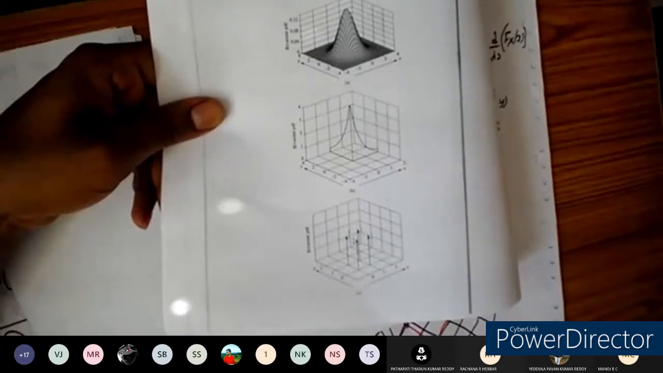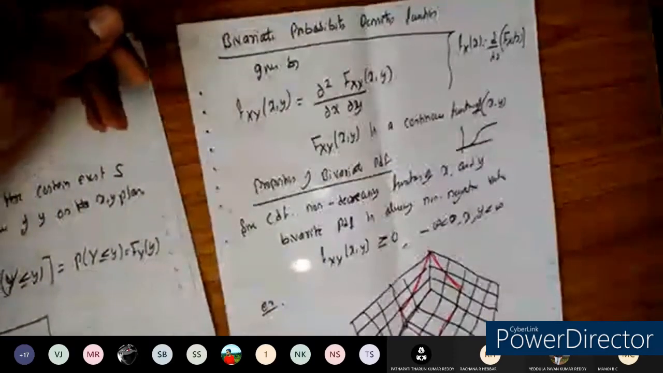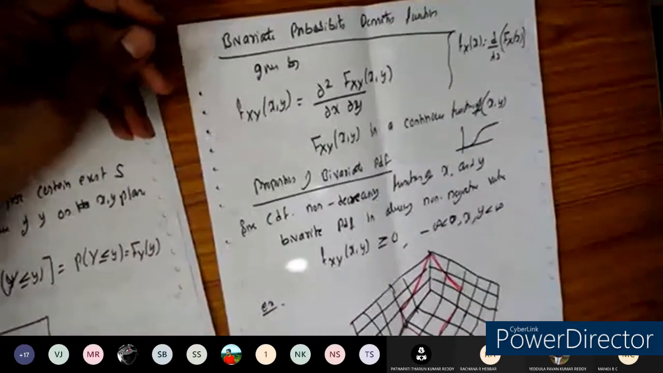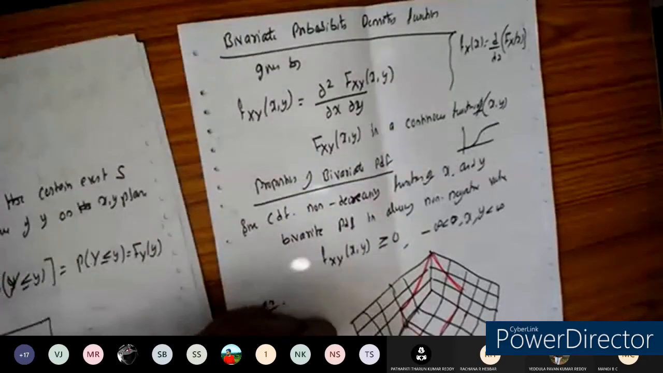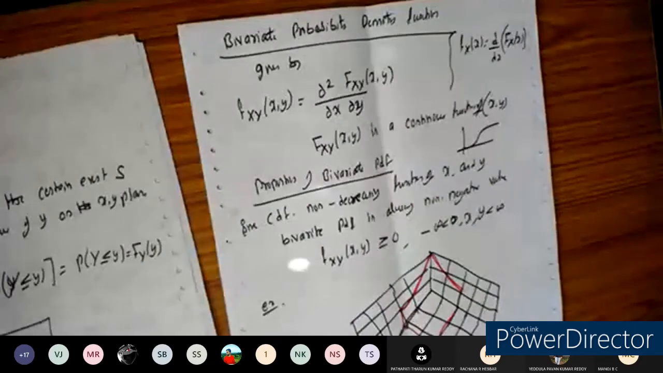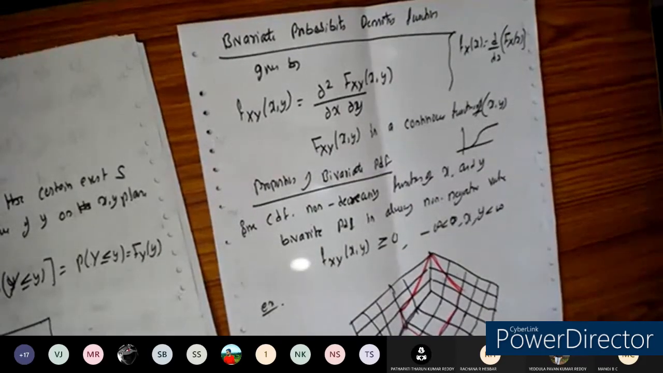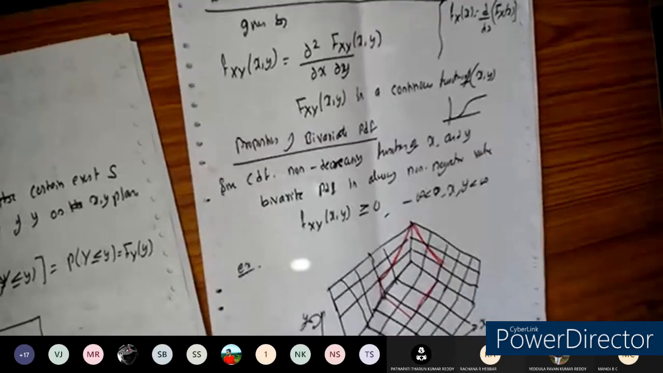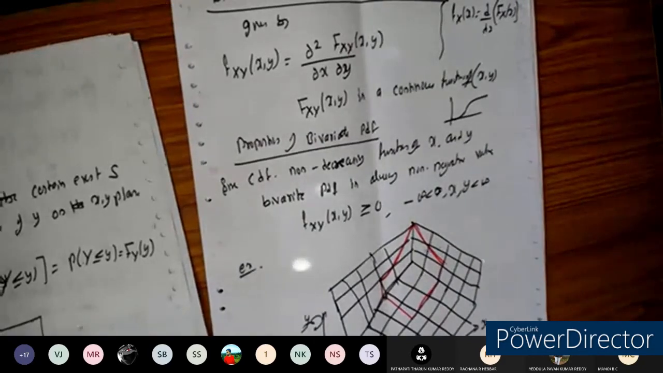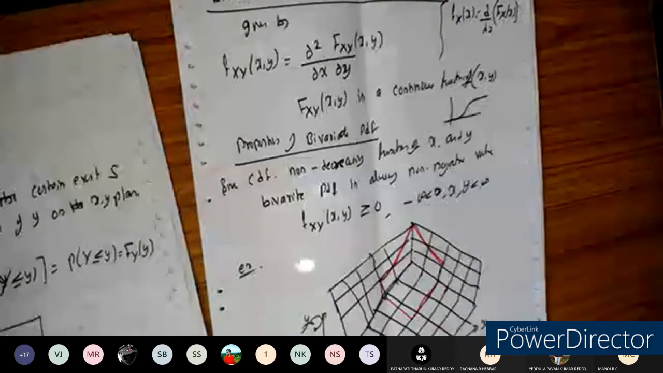This is the bivariate PDF example, which you can plot here. This is the example of the bivariate PDF, where this is the y-axis and this is the x-axis. This is the example of the PDF that has been drawn here.